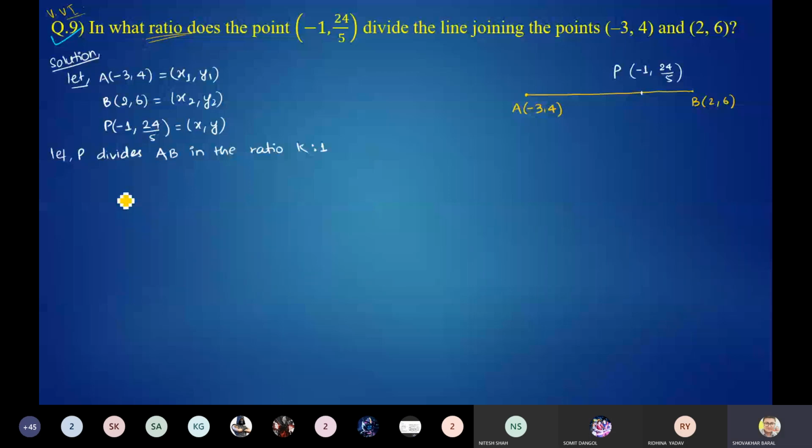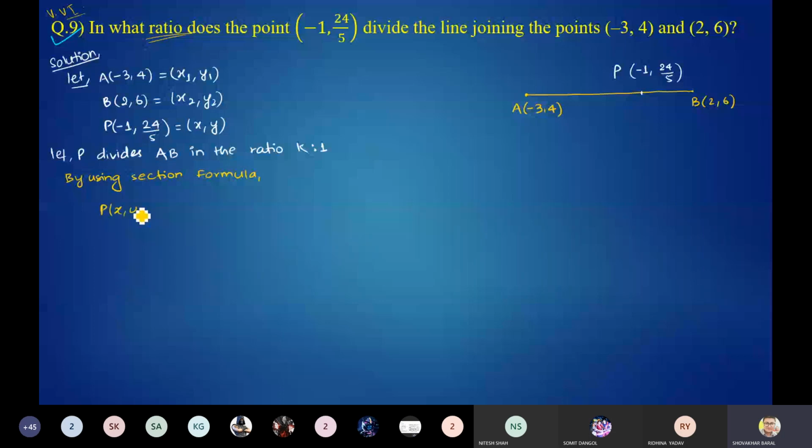P divides AB in the ratio k:1. You cannot write it as internal or external, so in general let's use the internal division formula. Use the internal division formula; then if it comes out negative, call it external, and if positive, call it internal. So let's use the section formula, by using the section formula.